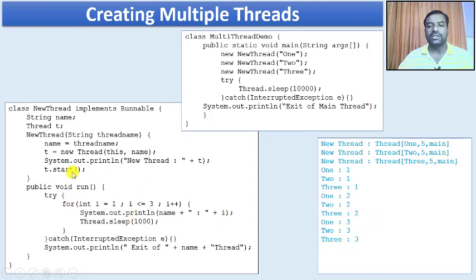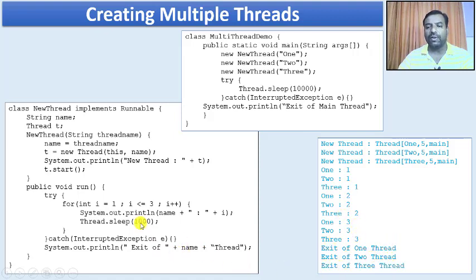So now once all this iteration is done, the first thread iteration is done, and it is going to print the message exit of 1 thread. And even the second thread has finished the execution, exit of 2 thread, and exit of 3 thread.